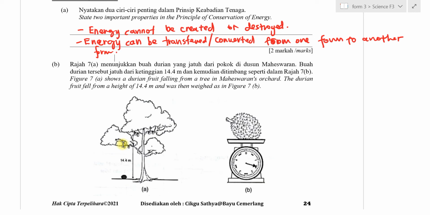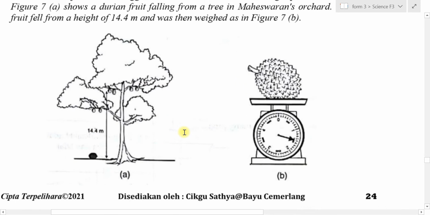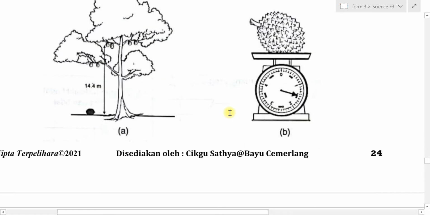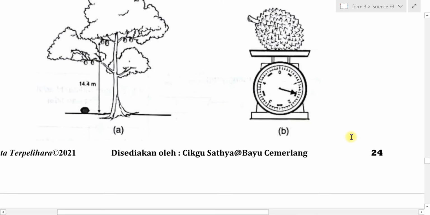Okay, let's see. Figure 7a shows a durian fruit falling from a tree in Maheswaran Orchard. The durian fruit fell from a height of 14.4 meter and was weighed as in figure 7b. Okay, so we know the height is 14.4 meter and the weight should be what?